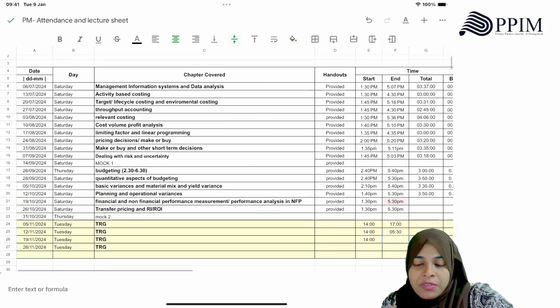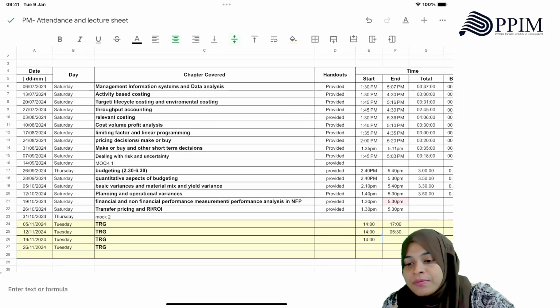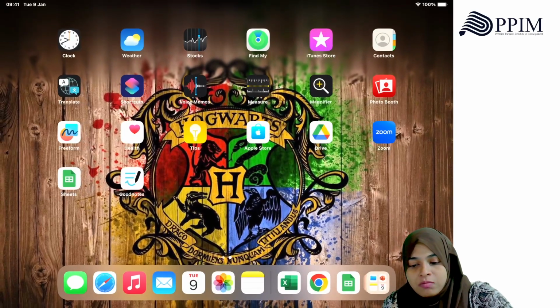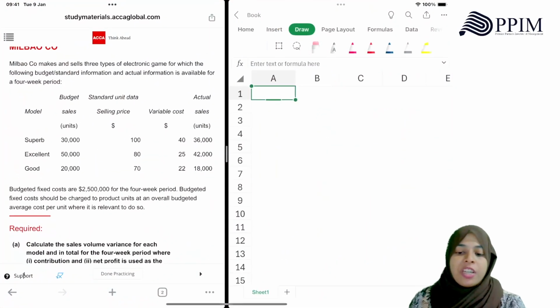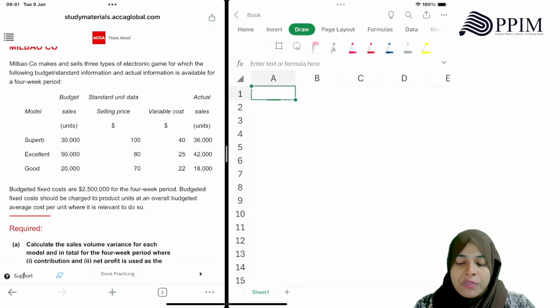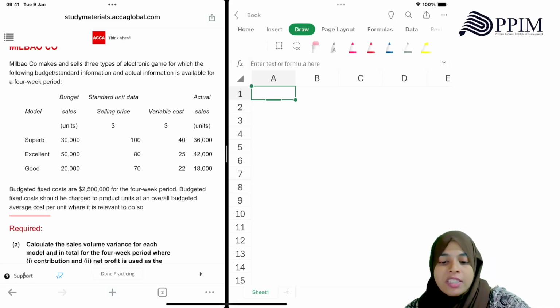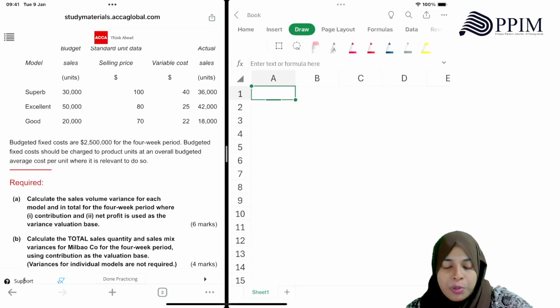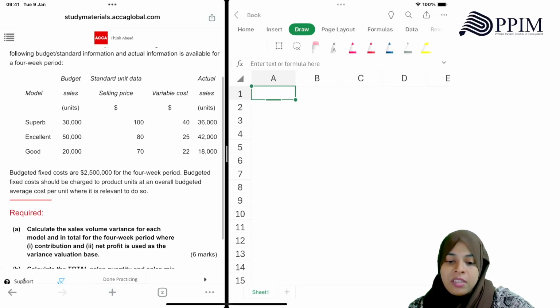540. Basic variances yield. We got it 540. Budget. Okay, budgeted fixed costs are 2.5 million for the 4-week period. Budgeted fixed costs should be charged to product units at an overall budgeted average cost per unit where it is relevant to do so. Calculate the sales volume variance for each model and in total for the 4-week period where contribution and net profit is used as a variance valuation base. Oh, first one to use contribution as the base.